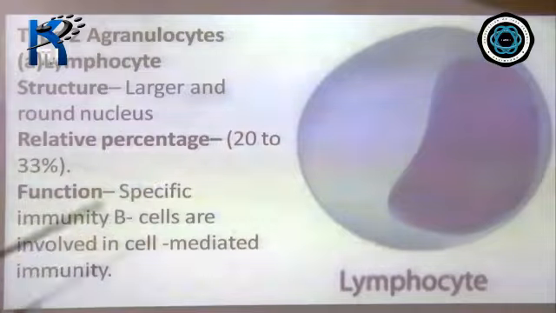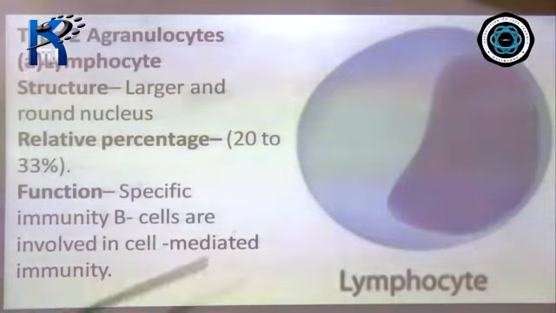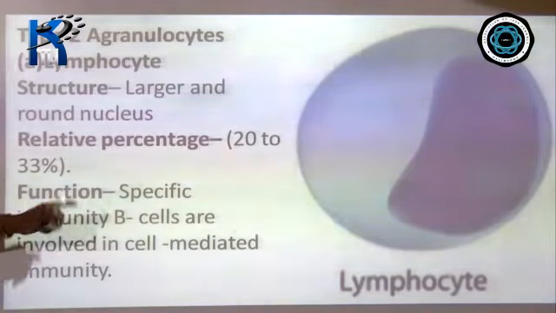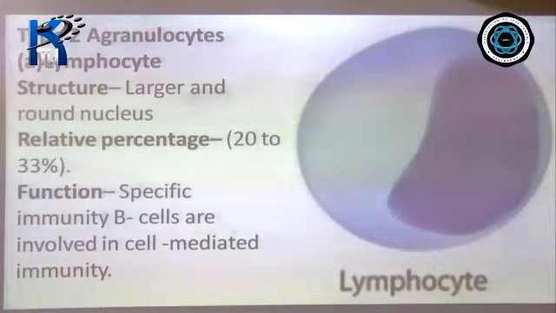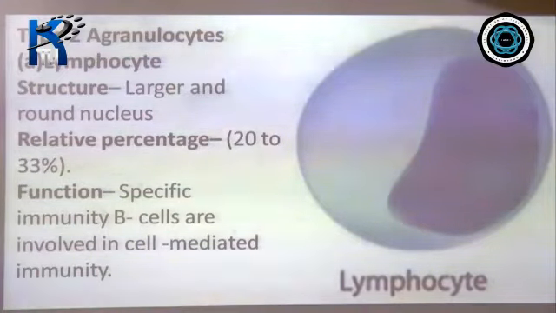Relative percentage, how much of these lymphocytes are present? 20 to 33%. What is its function? Specific immunity, that is B cells, will produce certain types of antibody against the antigens, and due to that it boosts up our immunity. Now, here you have to understand when I talk about antigens and antibody.